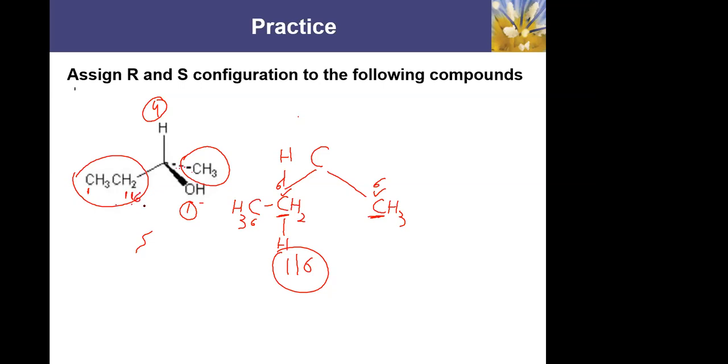And this one, on the other hand, let me erase it. On this side, you have carbon 3. So you have 1, 1, and 1. So tell me, which one is higher, 1, 1, 1 or 1, 1, 6? 116, right? So that is why I give number 2 priority to this one, and number 3 I gave to this one. The only thing you have to remember, guys, is that when you have atoms with the same atomic number, you move on to the next atom.